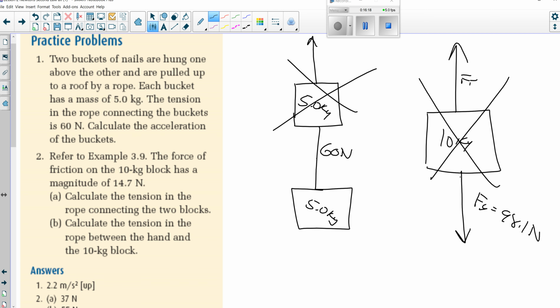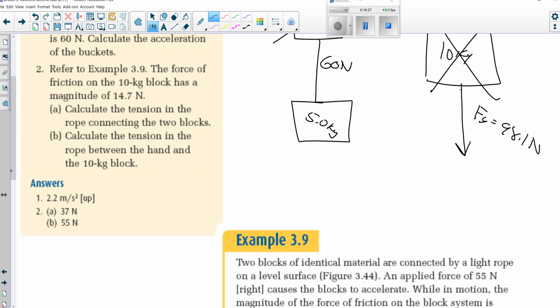This is, in the end, still an elevator. Okay? It's a system elevator, it's two cars, but it's still an elevator. Okay? So I'm simplifying it down to just the bottom bucket.